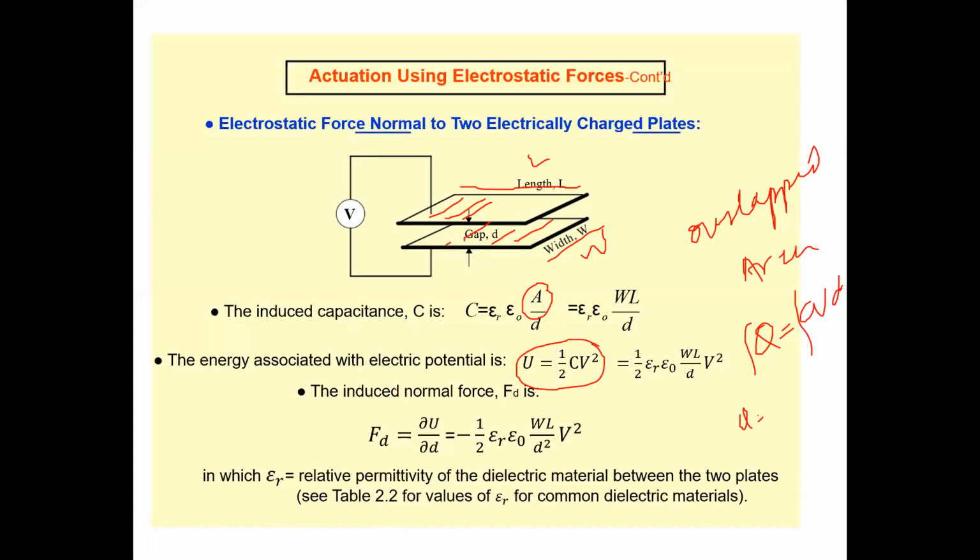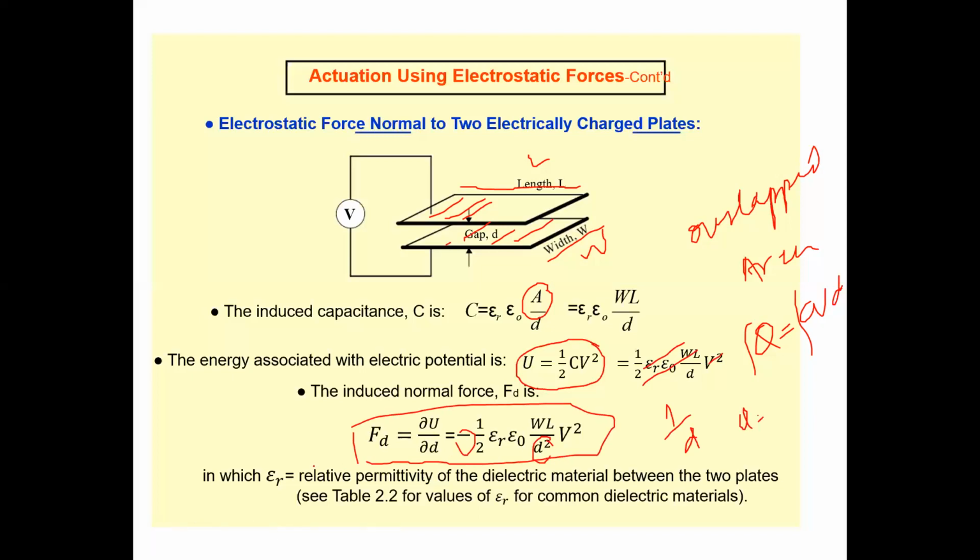Now the induced normal force is the partial derivative of U with respect to D. With respect to D, all the rest will be constant except D, and the term is 1 over D. When you take the derivative of 1 over D, it becomes 1 over D square with a minus sign. So the induced normal force F_D will be half epsilon R epsilon naught W L over D square into V square. This is a very important expression for us.